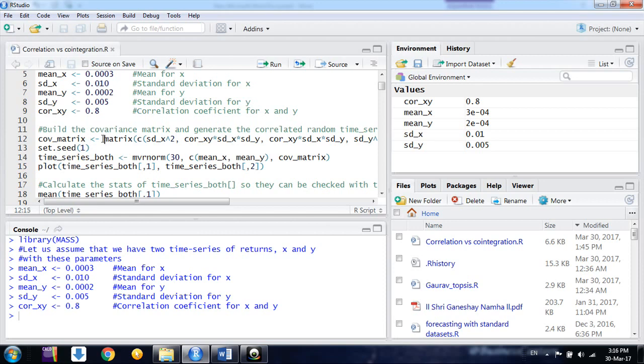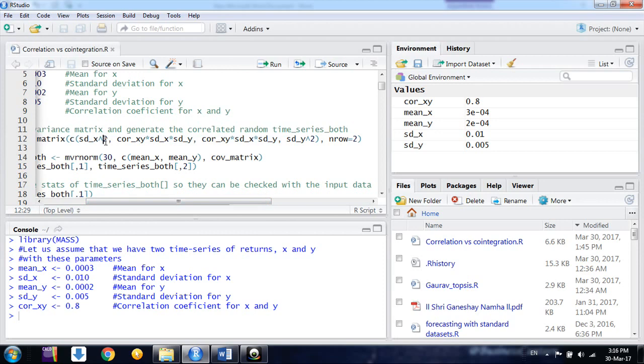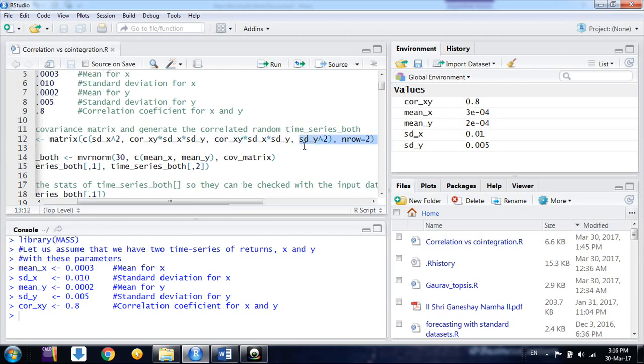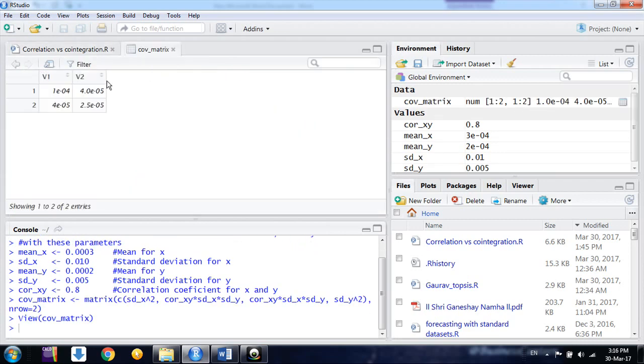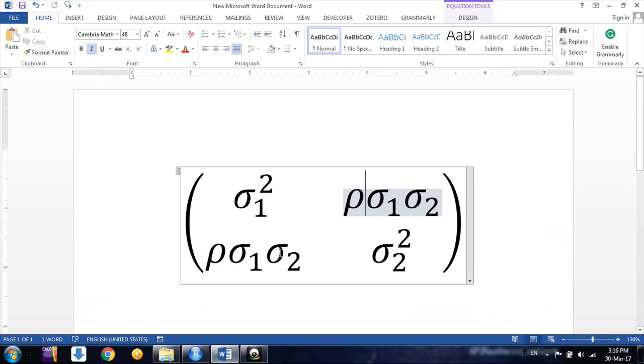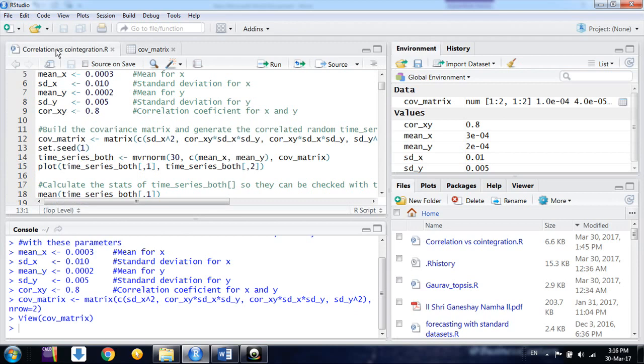In the matrix command we generate a vector that has four things: variance and covariance of these matrices. You can see here, friends, the standard deviation of the first series squared, that is the variance of the first series, then the covariance of both the series, then the covariance again, and then the variance of the second series, and the number of columns, 2. In this way we have a covariance matrix like this, which is nothing but the matrix I showed earlier. Okay friends, so now we have a covariance matrix of two variables.